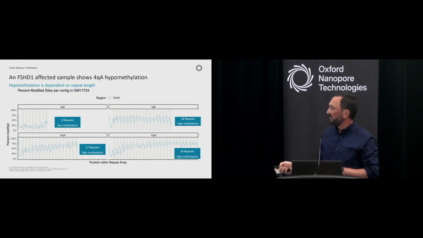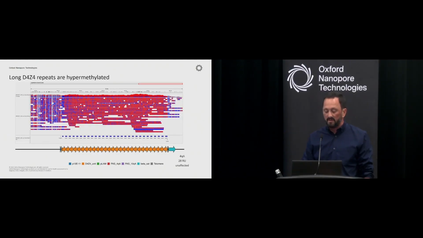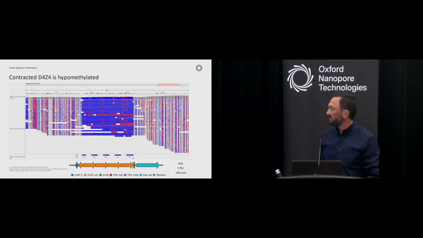But importantly, in the 4qa allele with the contracted D4Z4 repeats, we see lower methylation signal there, so hypomethylation, and that's consistent with the mechanism of action for FSHD1. If you zoom into these reads, these are now the raw reads. Red is the base called methylation, so red is methylated and blue is unmethylated, so you can really clearly see that in the long repeats, we have hypermethylation, and then in the contracted repeats, we see hypomethylation and blue signal. So it's really clear that the shorter the repeat, the less methylation, and then the DUX4 expression is happening in these samples.